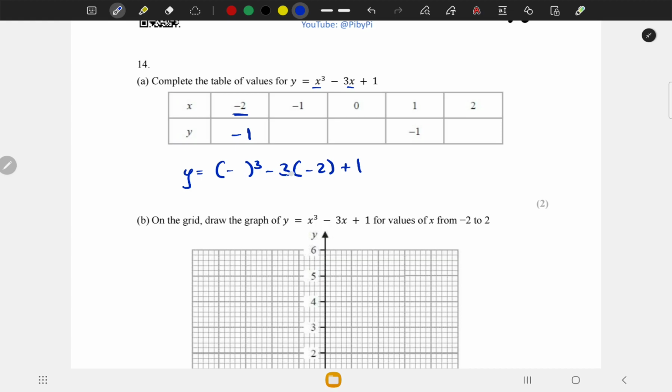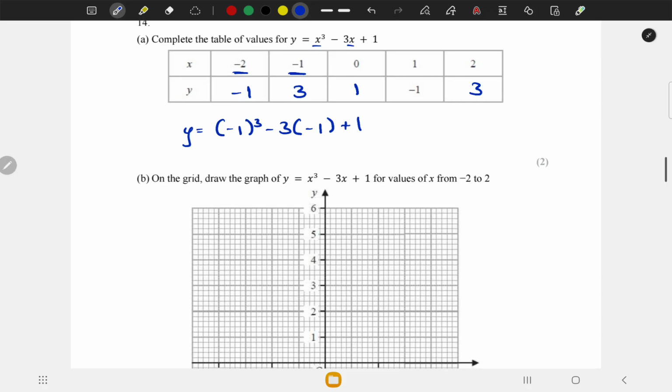Now I repeat the same. This time round, I'm going to be substituting -1 because my next value is -1. I'll substitute, I get 3. I repeat the same steps for all of these. When I substitute 0, I'm going to get 1. And when I substitute 2, I'm going to get 3.